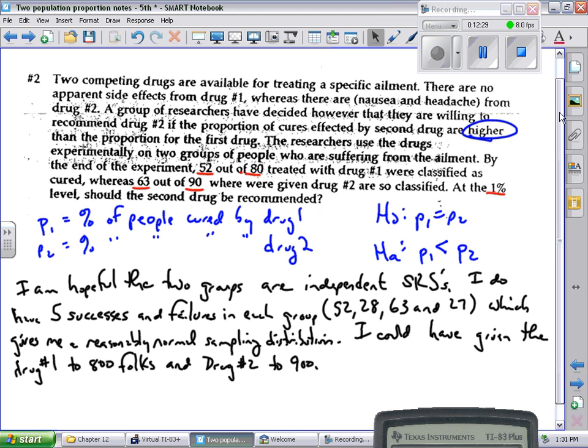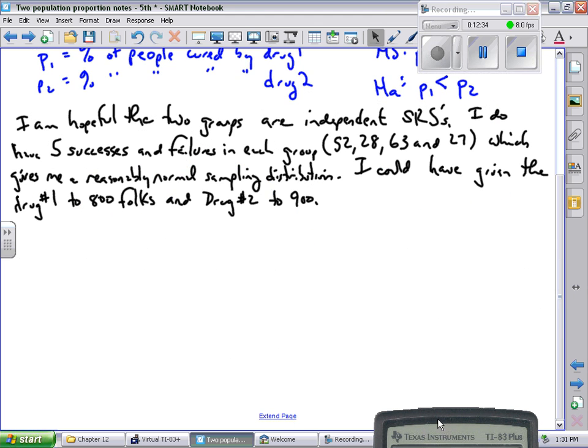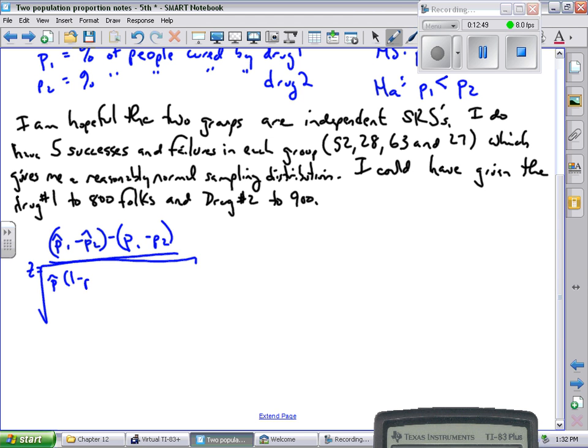So since those conditions are met, I'm going to do the two sample procedures for the difference in proportions. And I will write up my formula. Z equals P hat 1 minus P hat 2 minus P1 minus P2 over the big square root of the pooled P hat times 1 minus P hat over N1 plus the pooled P hat times 1 minus P hat over N2. Now I'm going to work this one a little bit differently than I did before just to show you a variety. It is permissible at this point to write this. Let's get my givens again.